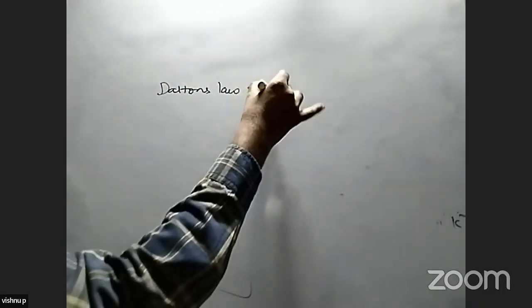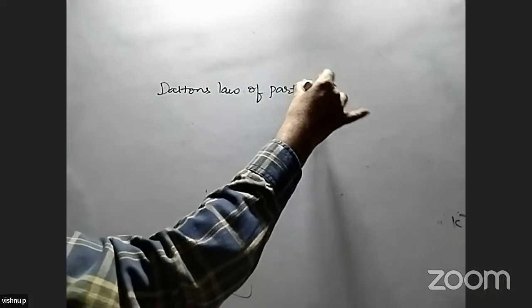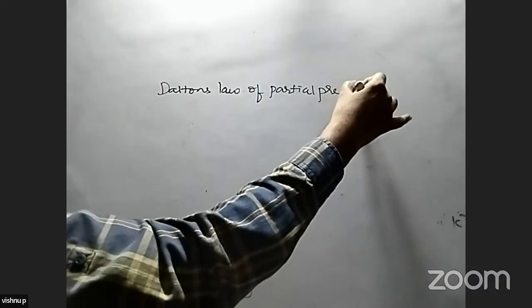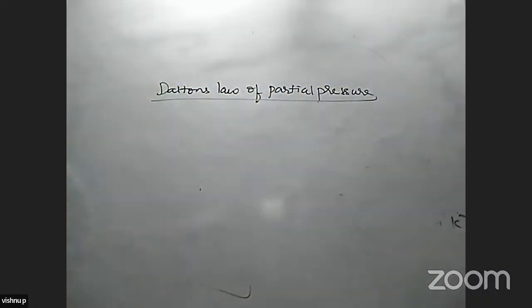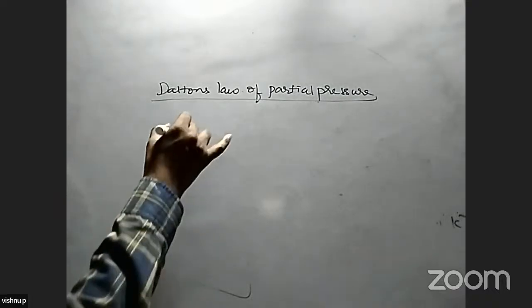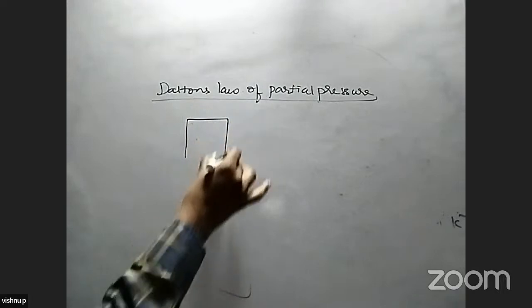Dalton's law of partial pressures. So this law is mainly applicable to what type of gases? It is mainly applicable to gases in which there is no attractive or repulsive force present between the gas molecules. We take one example here.